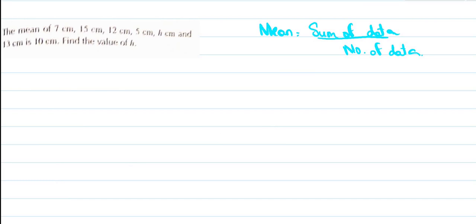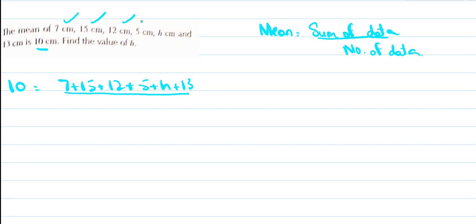Simple, isn't it? Now let's move on to a tricky question. The question says the mean of 7 cm, 15 cm, 12 cm, 5 cm, 8 cm and h cm is 10. Now this means that the mean is already given and the mean is 10. Now sum of data, you need to add all of the numbers given above, divided by the number of data. What is the number of data? Number of data is the total centimeters: 1, 2, 3, 4, 5 and 6. Now simply you need to add those all up.